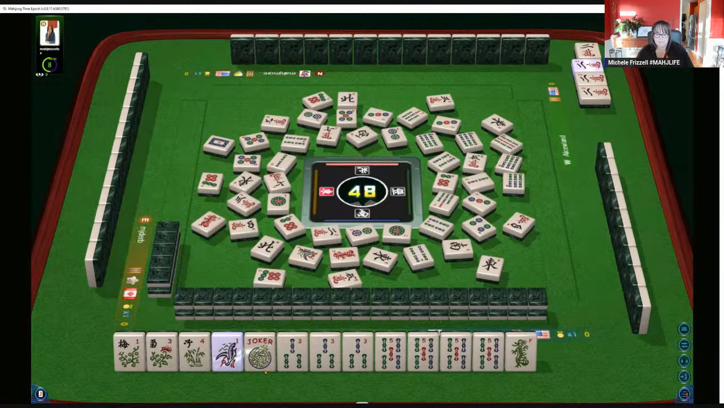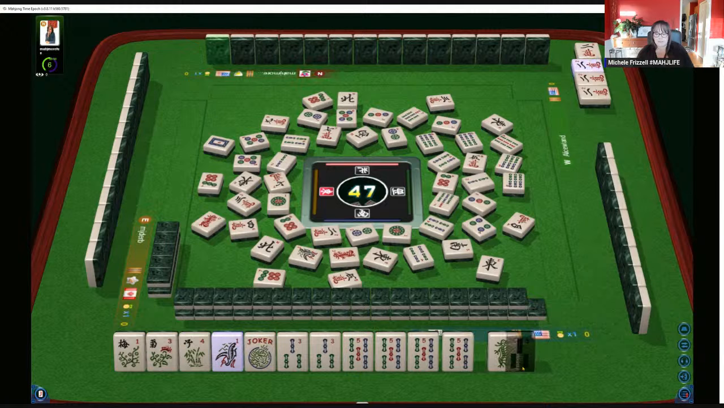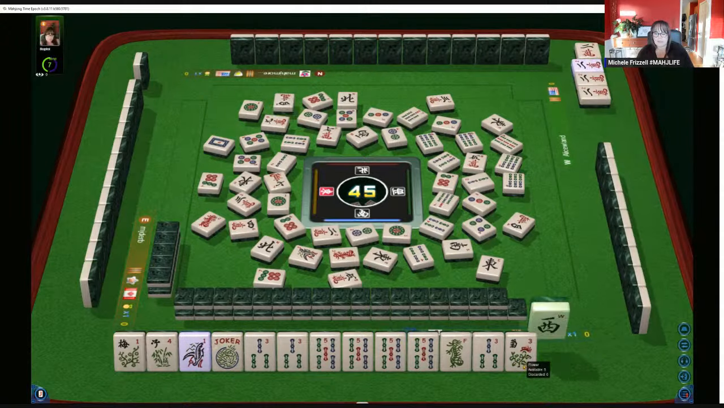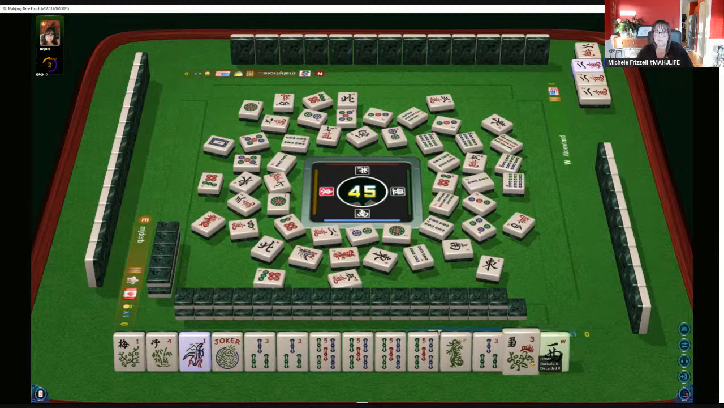Six bamboos. I think that three bam is a discard. We're in the middle game. We probably should discard the flower first. We don't want to hold on to that character in the end game, and I don't think we can use it. Let's throw the flower. Flower. It's the first one out.